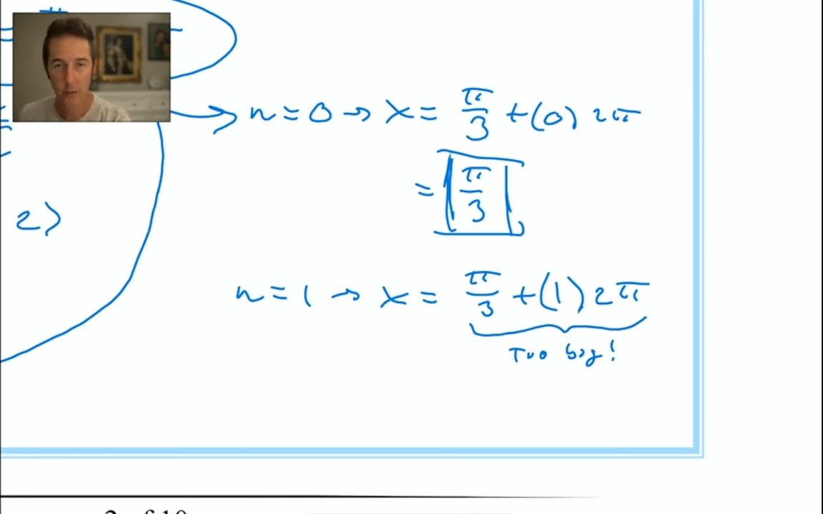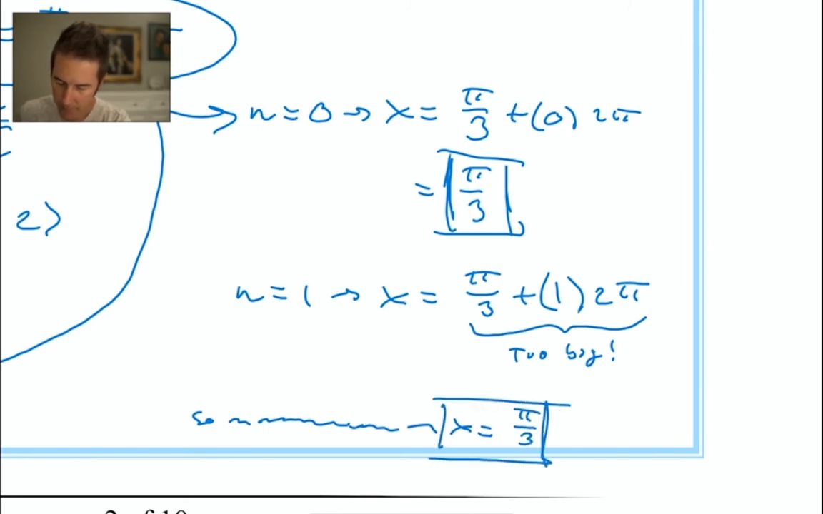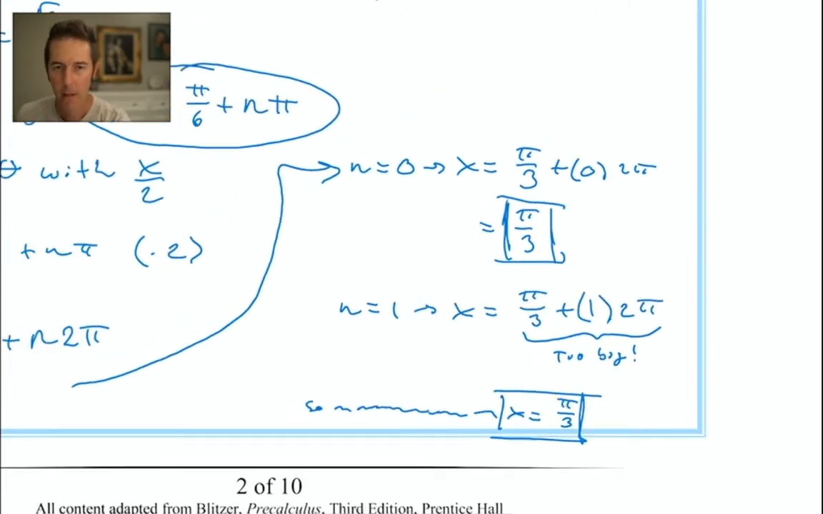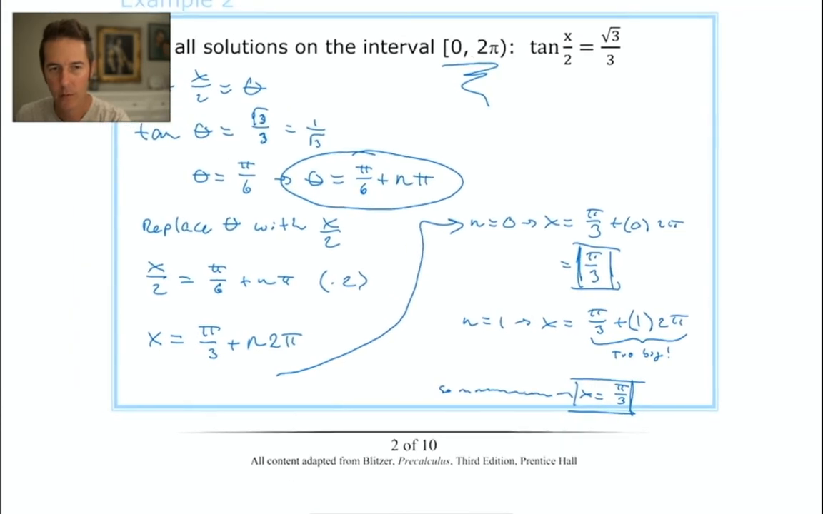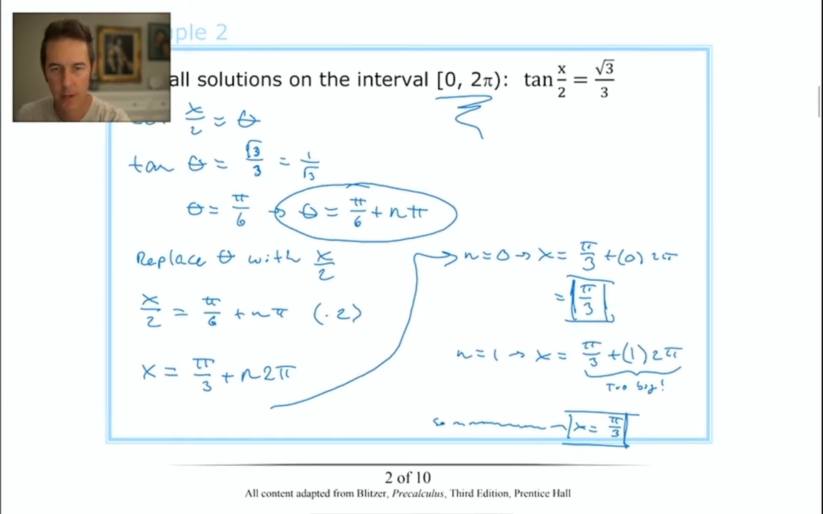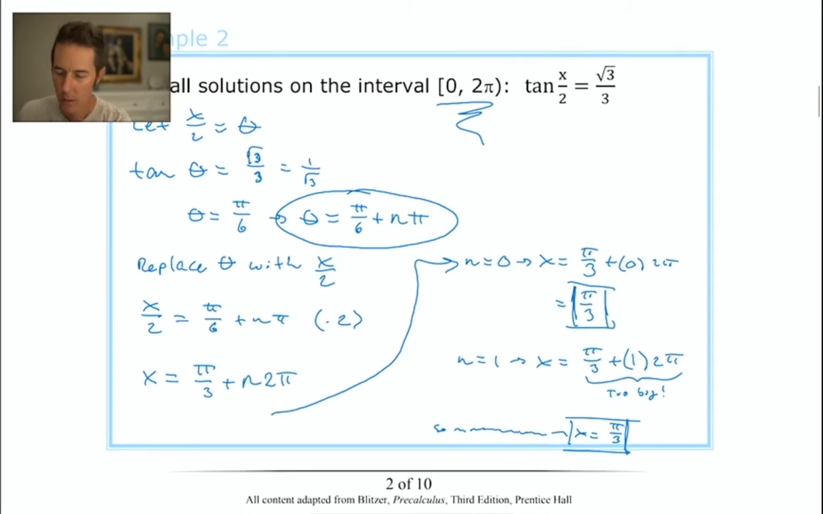So our one solution to this problem is x equals pi over 3. It appears that we only have one solution instead of two solutions, which we might have anticipated. And taking our x value and dividing it by a b value of 2 cut our number of solutions in half.